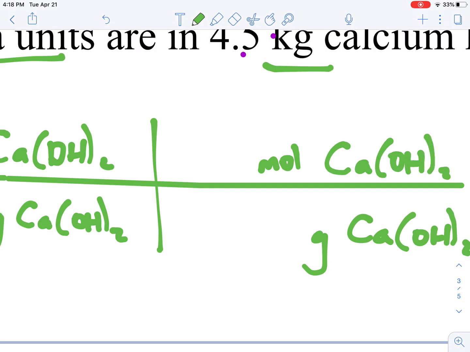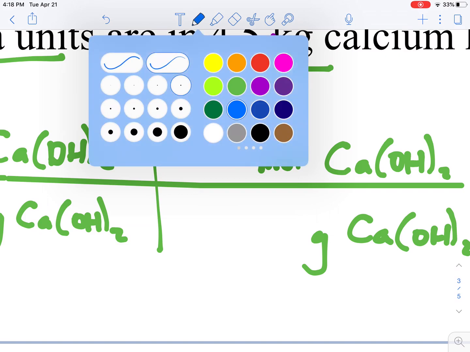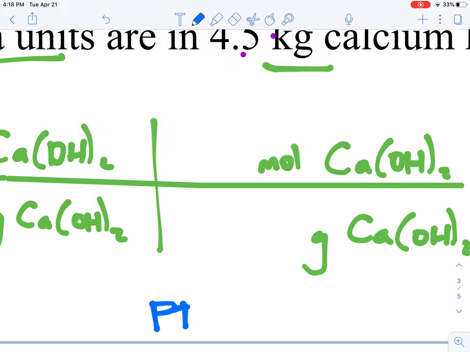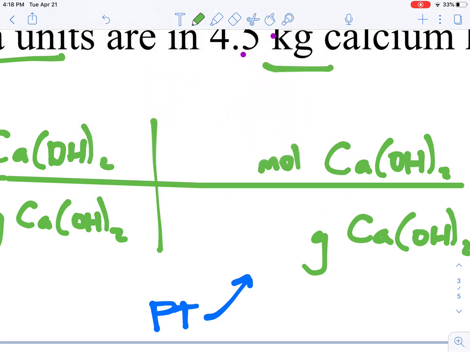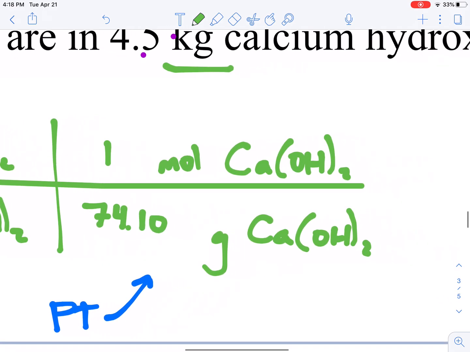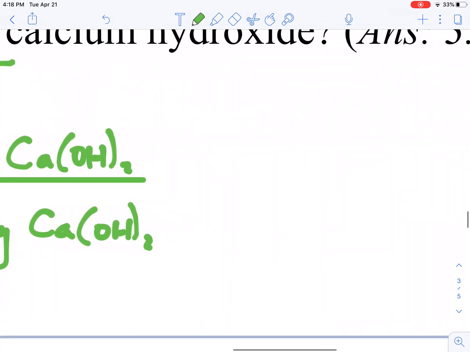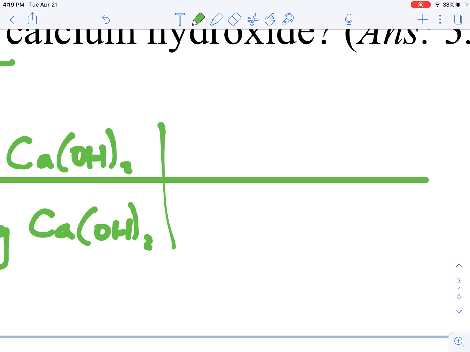And we know that it has a molar mass. Again, this value comes from the periodic table. You could go through and show your work. In fact, I encourage you to do that, but I've done this earlier, so in the interest of time, I will tell you that the molar mass of calcium hydroxide is 74.10. Again, that comes from adding up the number of calciums, 2 oxygens, 2 hydrogens. We now have moles of calcium hydroxide on top. That means moles of calcium hydroxide has to go on the bottom.